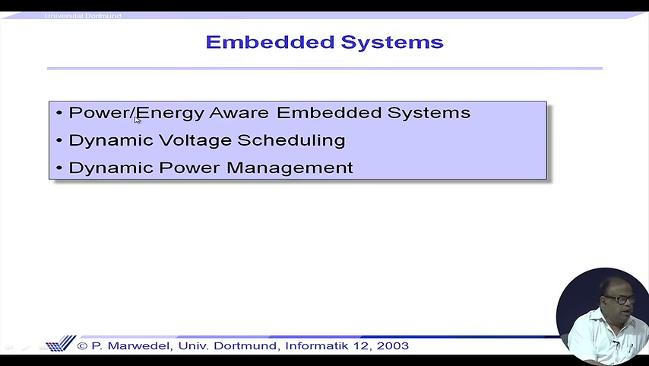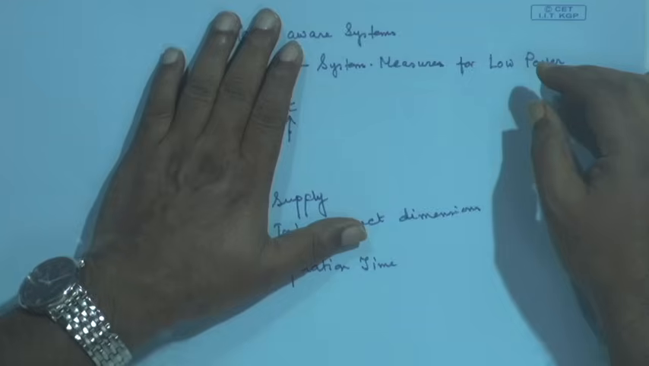So, our objective is to study power and energy aware embedded systems, dynamic voltage scheduling. There are two approaches, dynamic voltage scheduling and dynamic power management, by which we can approach solving this problem, or at least try to solve this problem. Okay.